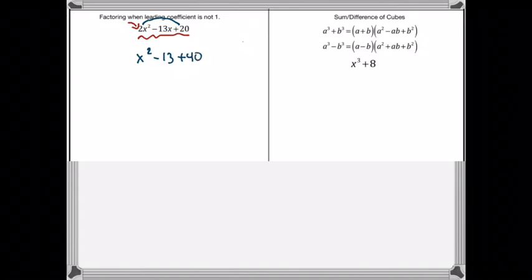And we practice this in class quite a bit, and so therefore we know that we are asking what two numbers multiply to 40 and add to a negative 13. And so it looks like I'm going to say that a negative 8 and negative 5 is going to work. And so therefore we end up with x minus 8 and x minus 5.